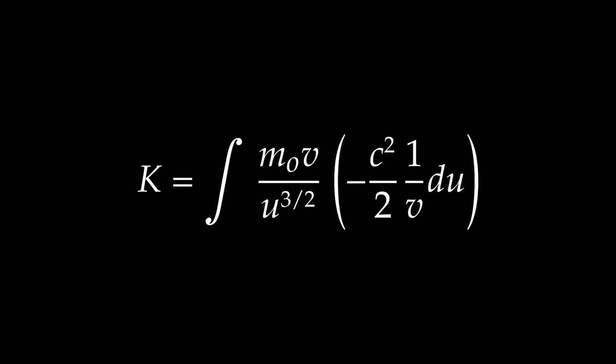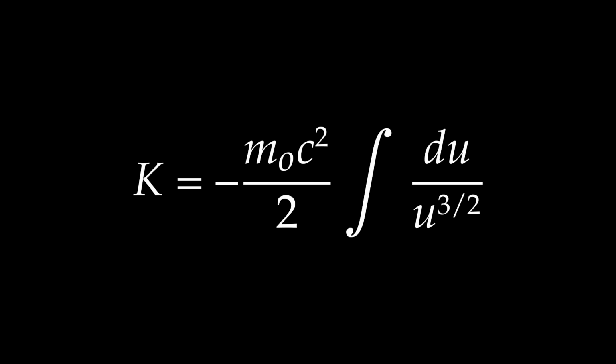Recall that what I'm calculating here is K, the kinetic energy. So I'll write here K equals, to reaffirm that that's where my integral is going, negative m naught c squared divided by 2, the integral of 1 over u to the 3/2 power du. And so once again, I've taken an integral that was challenging to solve, and I've made a good substitution that turns it into an integral that I can easily solve.